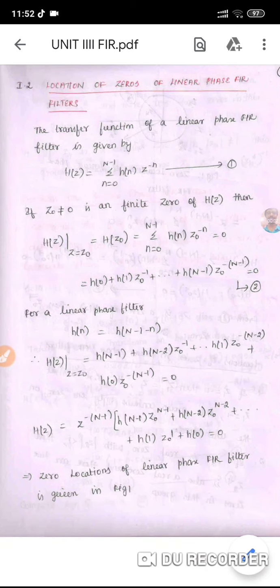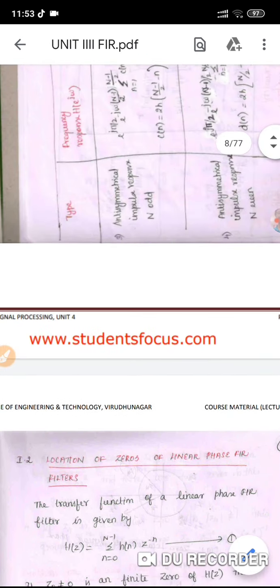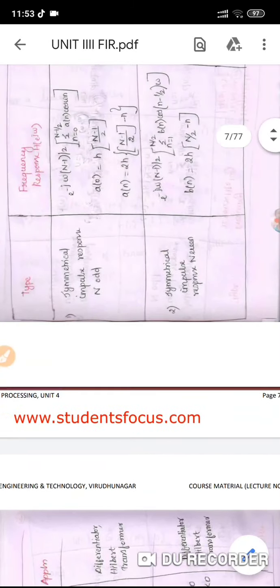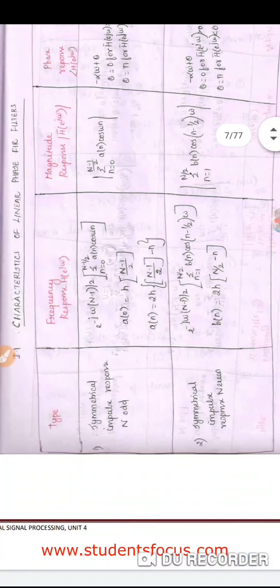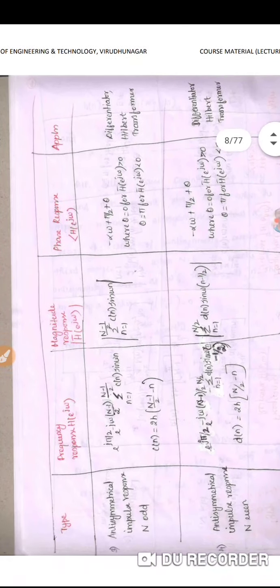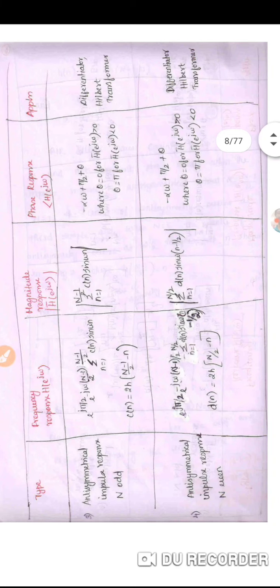Then we categorized these FIR filters into 4 types. The first type is symmetrical with n odd. In that case, we saw the frequency response, magnitude response, phase response and the applications. Similarly, in the second case, we saw the symmetrical impulse response when n is even. In the third case, we saw the antisymmetrical impulse response when n is odd, and in the fourth case, antisymmetrical impulse response when n is even.